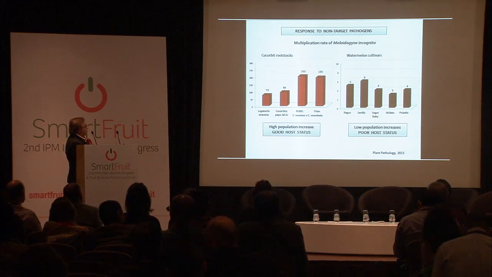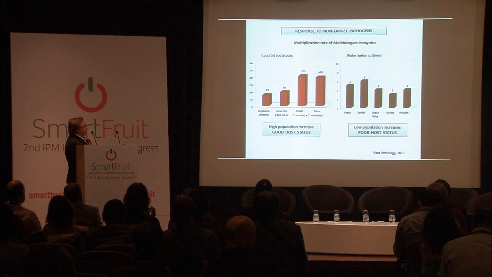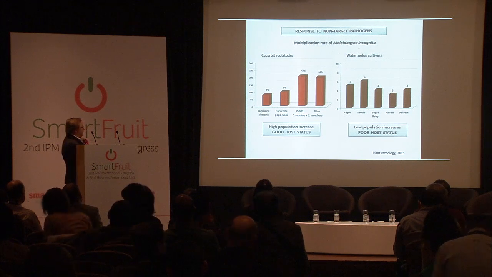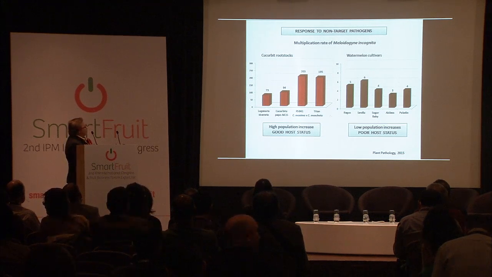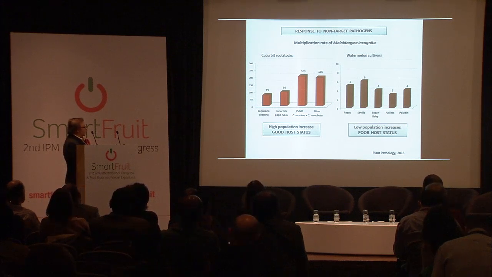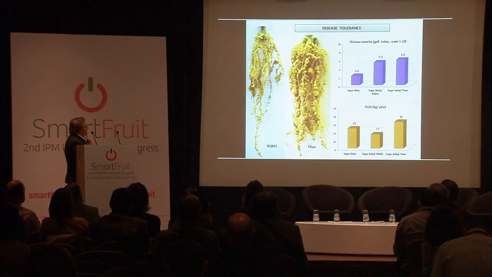This is a comparison of multiplication of rootstocks and multiplication with watermelon cultivars. You can see then that the differences are visible in both of the graphs, with watermelon as a host, as Javier Sorribes has mentioned. There are low population increases, poor host status, compared to good host status. So also tolerance and resistance.